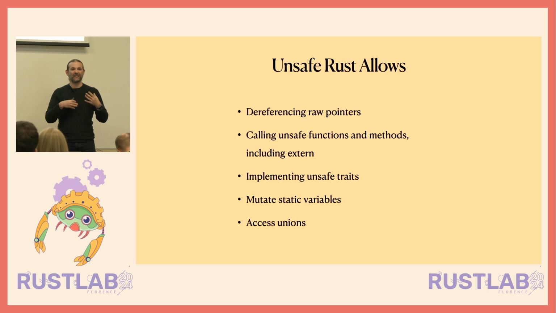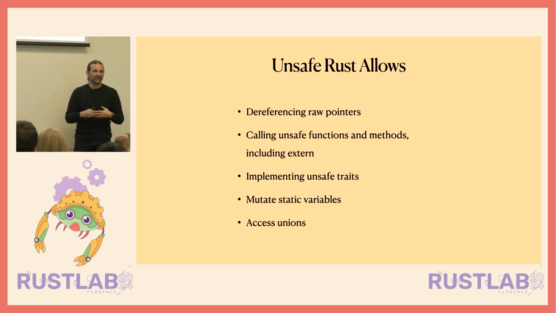All the other things can still occur, like mutating static variables or implementing unsafe traits. Or accessing unions, which is a data structure that mimics C unions, and you need that for interfacing with C. But from the project that I've been involved with, dereferencing raw pointers and calling unsafe functions is actually the thing to do, and I want to focus on that.